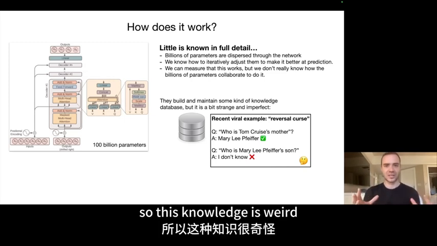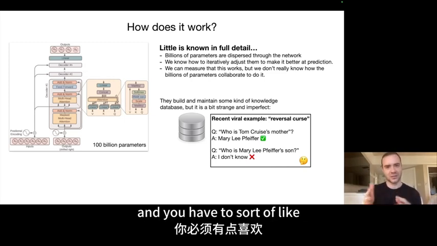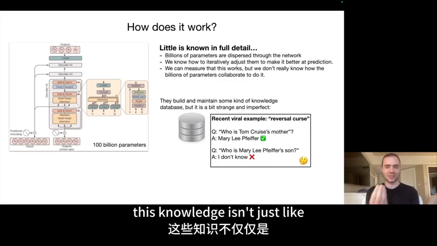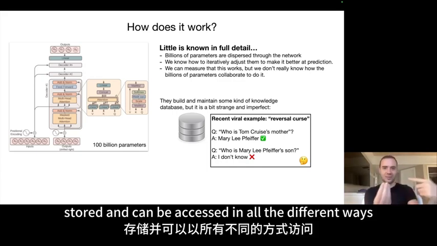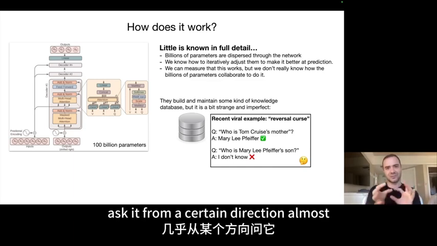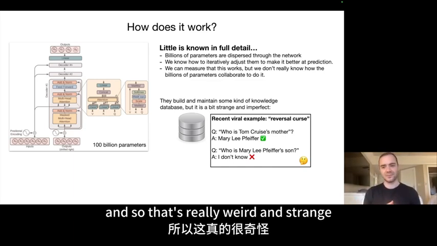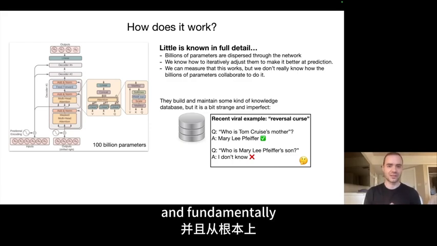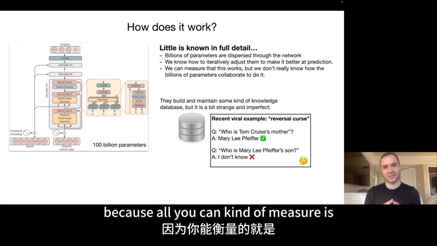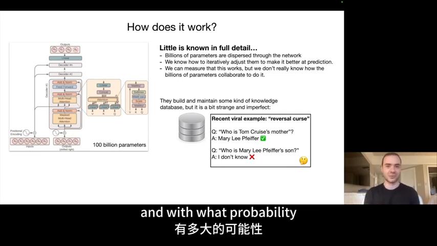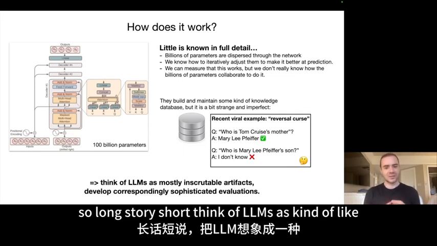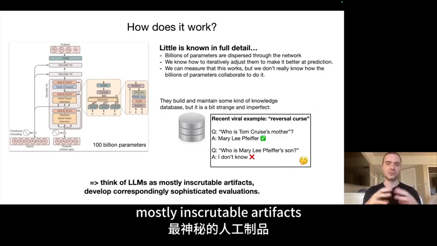So this knowledge is weird and it's kind of one-dimensional. This knowledge isn't just stored and can be accessed in all the different ways. You have to ask it from a certain direction almost. And so that's really weird and strange. Fundamentally, we don't really know, because all you can measure is whether it works or not, and with what probability. So long story short, think of LLMs as mostly inscrutable artifacts.